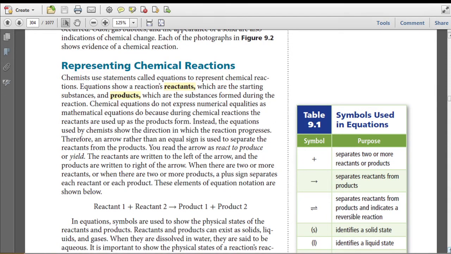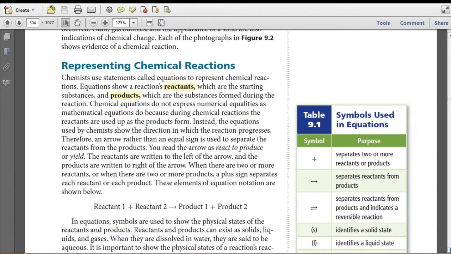Chemists use statements called equations to represent chemical reactions. Equations show a reaction's reactants, which are the starting substances, and products, which are the substances formed during the reaction. Chemical equations do not express numerical equalities as mathematical equations do, because during chemical reactions, the reactants are used up as the products are formed.